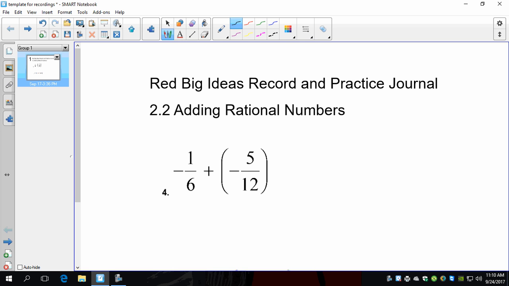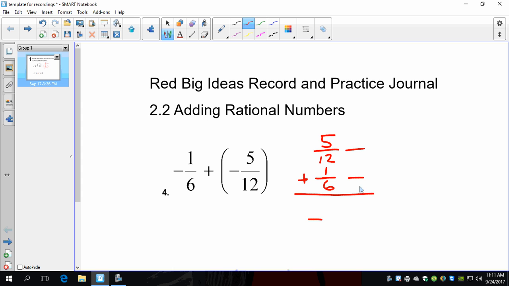If our signs are the same, we just simply add our integers up. So essentially what we're going to do is 5/12 plus 1/6. Because our signs are the same, all we have to do is add up these two fractions. We know our answer is going to be negative because we go with the sign that we're in, and we're in negative right now. So we just need to do 1/6 plus 5/12.